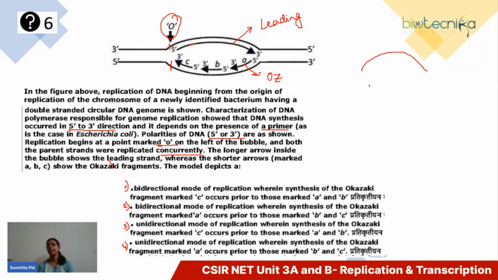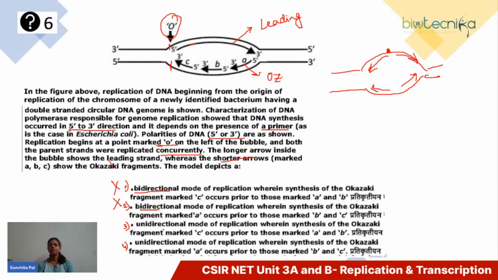If it had been bi-directional, then you would have had the origin somewhere here, and on both the sides the replication would have happened. Okay, on both the sides, this is bi-directional, but in this case the origin is here and there is only one directional movement. So definitely the first two options are not valid, because in both the cases they are saying it is bi-directional. Bi-directional is not at all right. So you have to choose from option 3 and option 4.